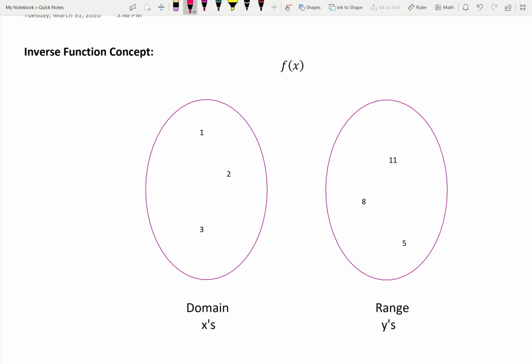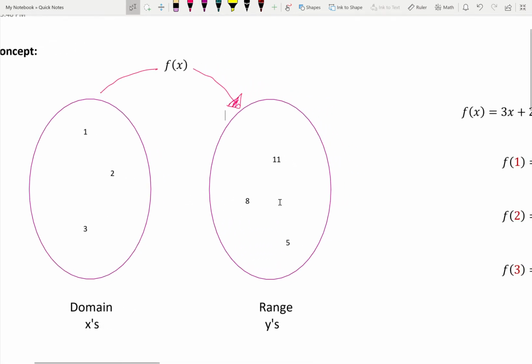Well, as far as we're concerned right now, the domain is just a collection of numbers. As we can see in our domain right now, we have the numbers 1, 2, and 3. And the range is also some other collection of numbers. So in our range, we have the numbers 11, 8, and 5. So what does a function do? Well, a function takes numbers from our domain and maps them to some number in our range.